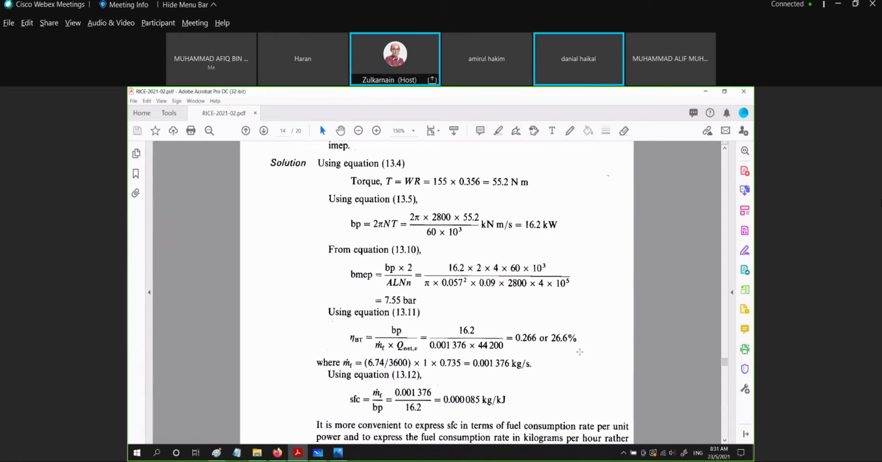Ya, tak efisien. Ya, Daniel? Engine tu tak efisien. Tak efisien ke Daniel? Agak-agak berapa dapat? Kalau efisien nak berapa? Kalau kita nak efficient engine, berapa kita kena dapat?